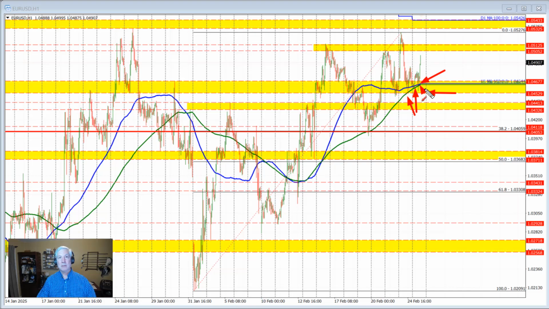So as long as the price remains above this area right here, and you're bearish the U.S. dollar or bullish the euro versus U.S. dollar on a rebound, or however you want to look at it, the price can continue to move higher. That's what the market is telling us right now. So be aware of that. The big resistance up here is between 1.0532 and 1.0543. Let's take a look at the dollar versus yen next.